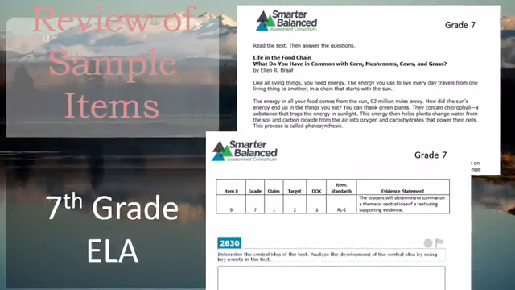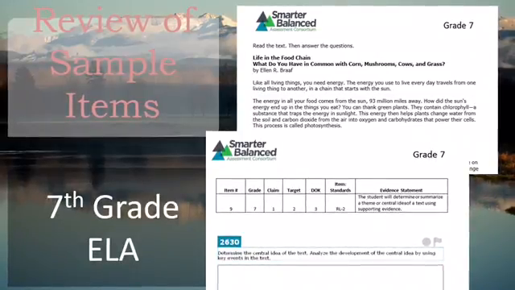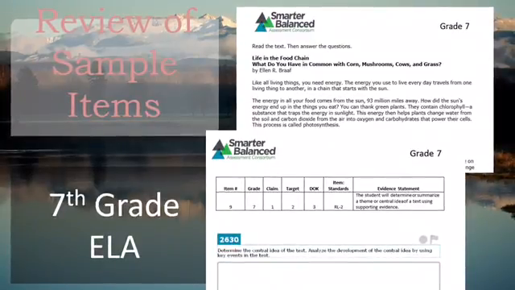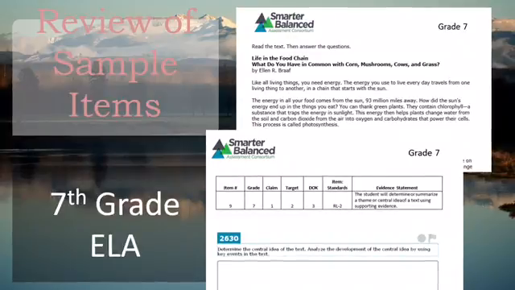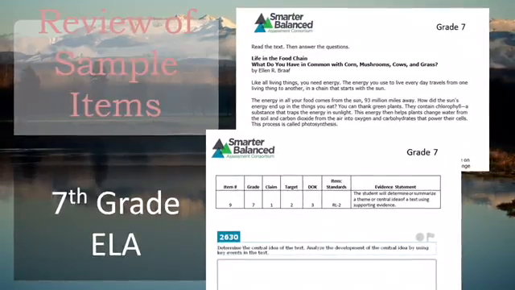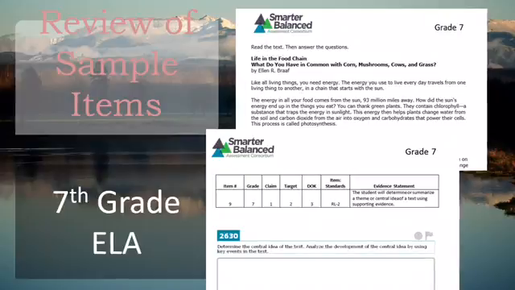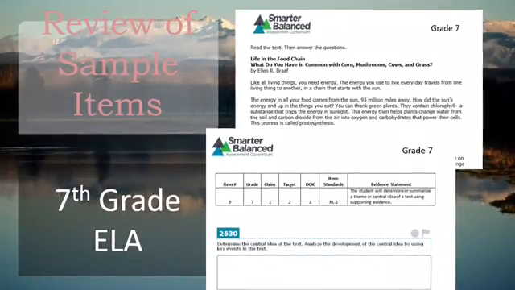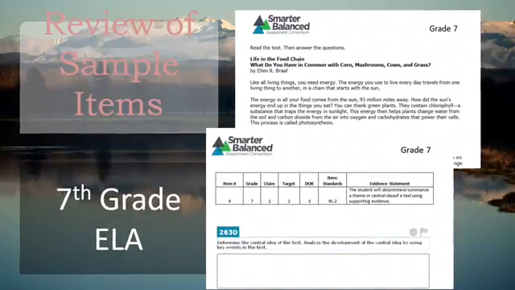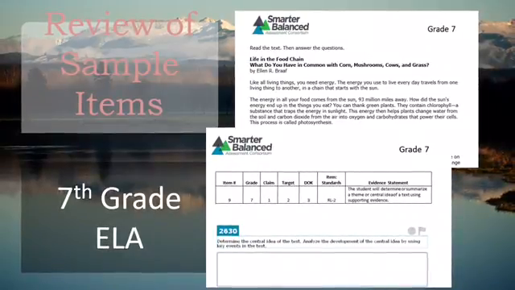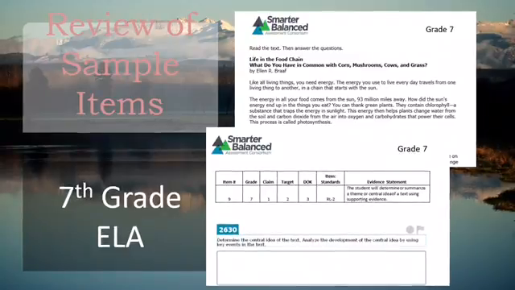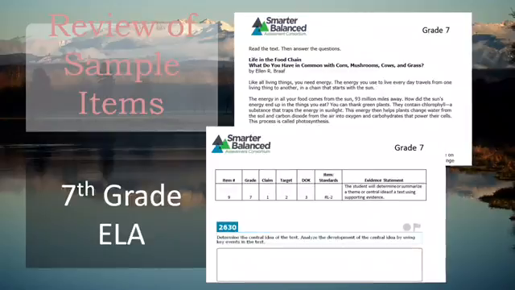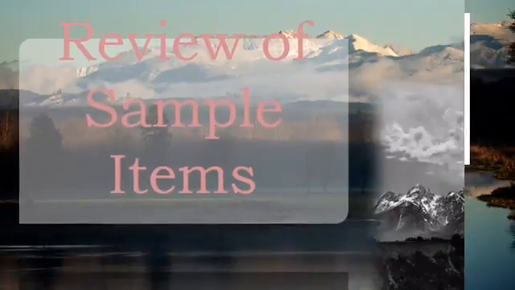And in this example here, they have to fill out a little summary, and it says determine the central idea of the text, analyze the development of the central idea by using key events in the text. And if you look here, we have the evidence statement, and it addresses the standard that they're shooting for. The student will determine or summarize a theme or central idea of the text using supporting evidence. And it has the item number 9, so question number 9, and then again the grade level and the standard that they're shooting for.